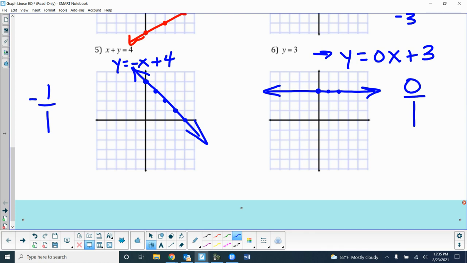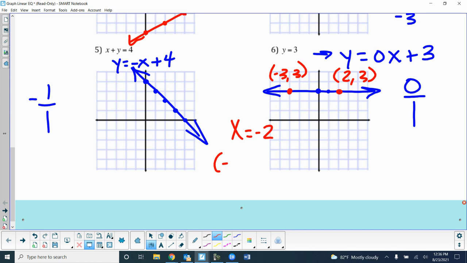If you get a problem that says y equals 3, basically what this is saying is y is always 3. So what are the coordinates of this point right here? -3, 3, right? What's this point? 2, 3, right? That's just telling you that y is always 3. This other one is telling you that x is always -2.